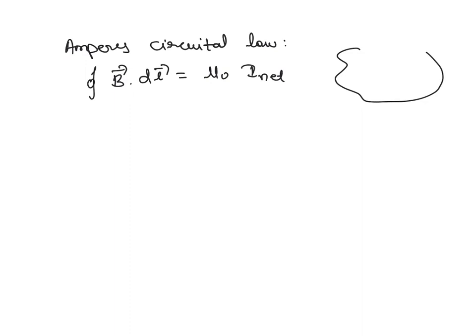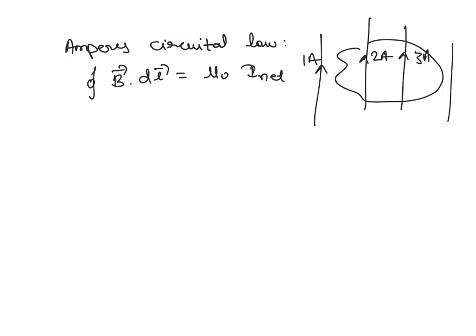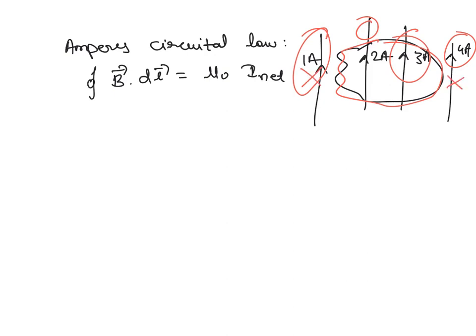Suppose there is a closed surface, any rough closed surface, and currents pass around it like this. One ampere current is flowing here, and it is 2 ampere, and it is 3 ampere, and this one is a 4 ampere current. The 2 ampere and 3 ampere currents are included in this closed surface, correct? And the 1 ampere and 4 ampere currents are outside the closed surface. That's the reason we do not consider the 4 ampere and 1 ampere. We consider only 2 ampere and 3 ampere.